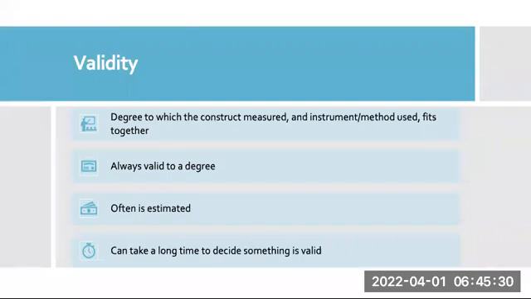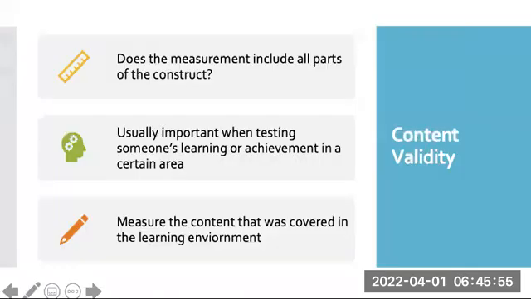So validity refers to how accurately a method measures what it is intended to measure. If it's intended to measure depression, does it actually measure the depression that your clients are experiencing? A measure can be reliable without being valid, but it cannot be valid without being reliable. So what is content validity? Content validity.